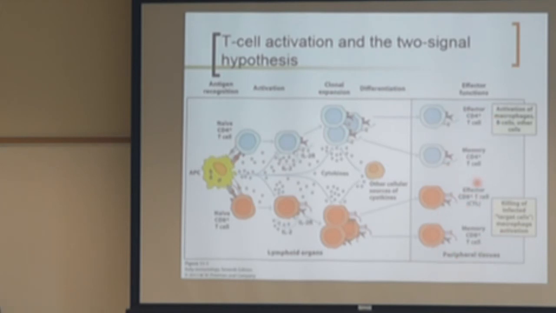And you want both. You want memory cells because you want to be able to quickly respond to a second attack by a pathogen. So your memory response again is going to be much quicker because these memory cells are out there waiting and looking for antigen.